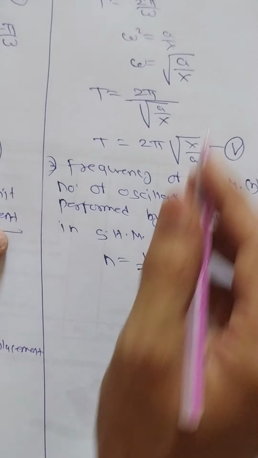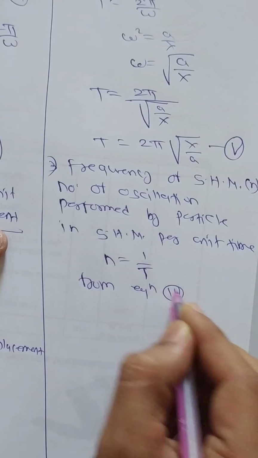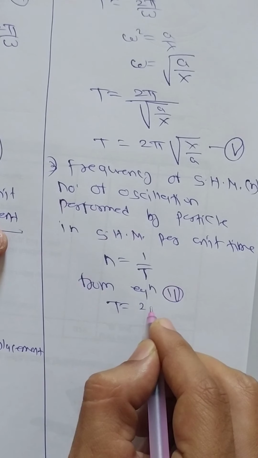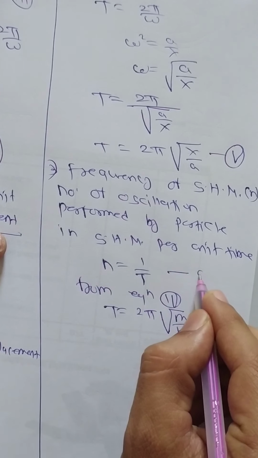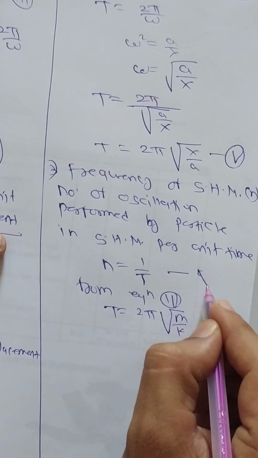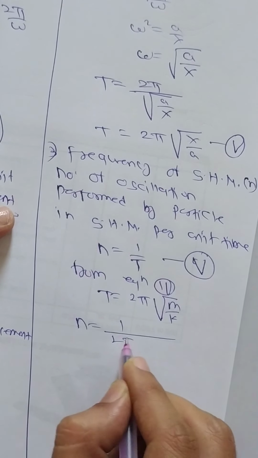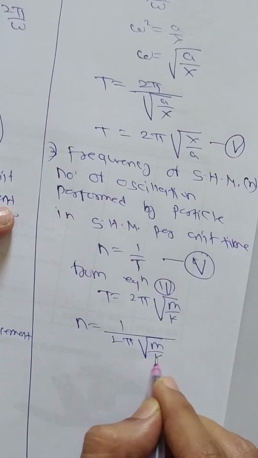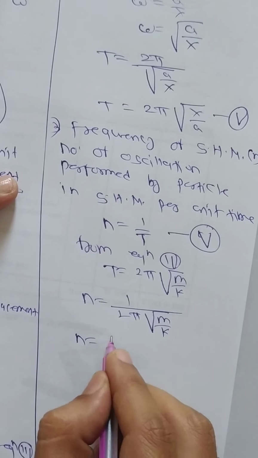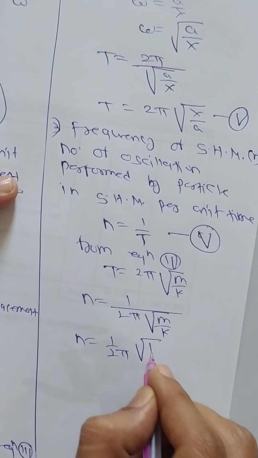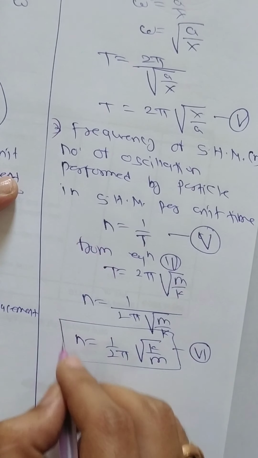So what is the value of T? From equation 4, T is equal to 2 pi under root m upon k. Now what is the value of frequency? n is equal to 1 upon T, equation 5. So n is equal to 1 upon 2 pi under root m upon k. Now again this k will go to the numerator. So n is equal to 1 upon 2 pi under root k upon m. Equation 6, that is the equation of frequency.